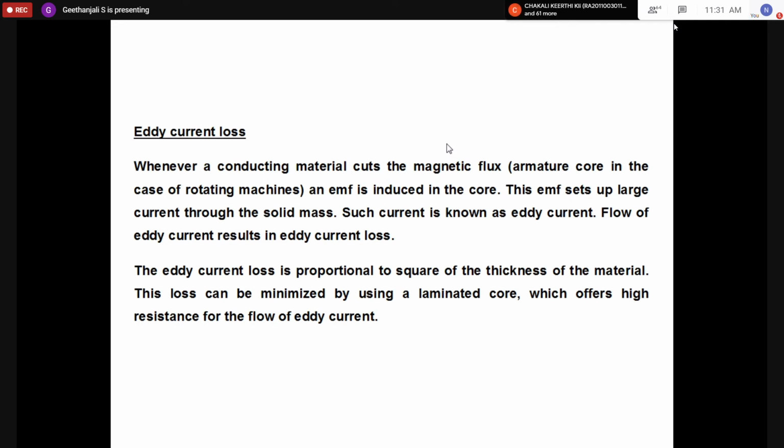By using a laminated core, which offers high resistance for the flow of eddy current. So lamination means what? The single solid core will be split into smaller areas. That is called lamination. Then we have to split the small areas and put them together. Then only you will get the laminated core. The loss can be minimized by using a laminated core which offers high resistance for the flow of eddy current.